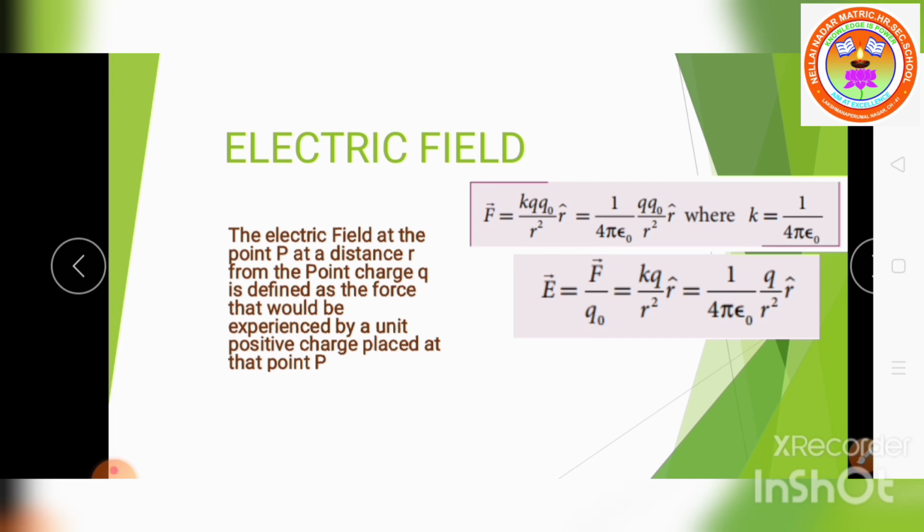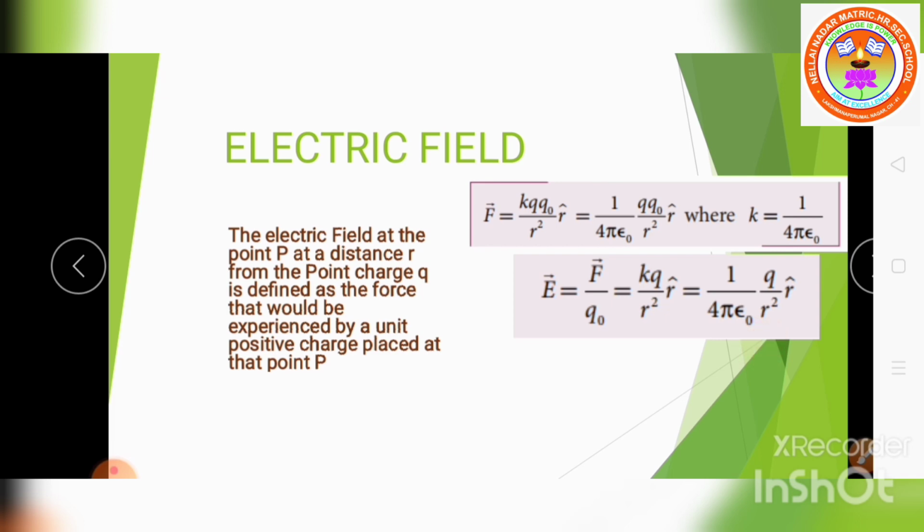Or if you substitute the value of K, we get the formula 1 by 4 pi epsilon naught Q by R square into R cap. Here R cap is the unit vector pointing from Q to the point of interest P. The direction is from Q to the point P.